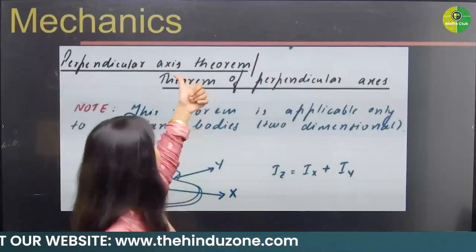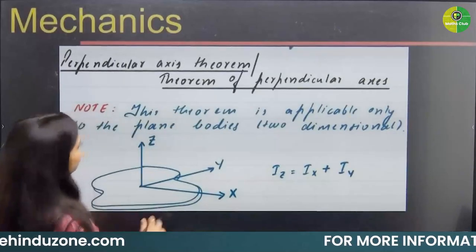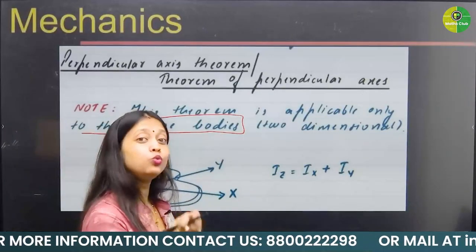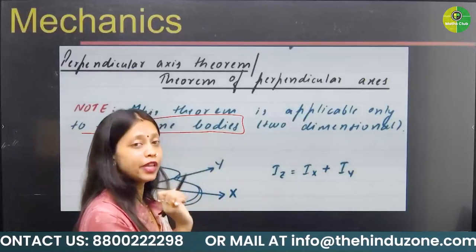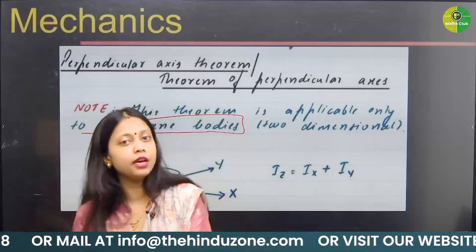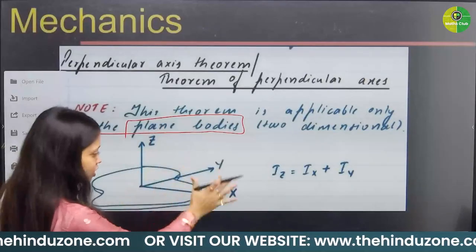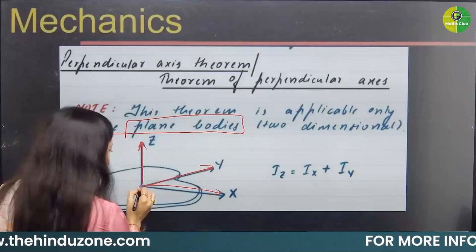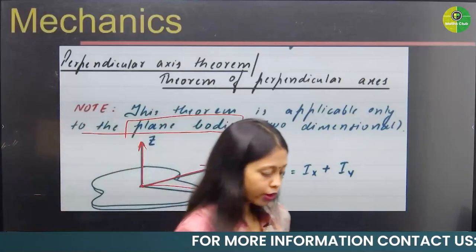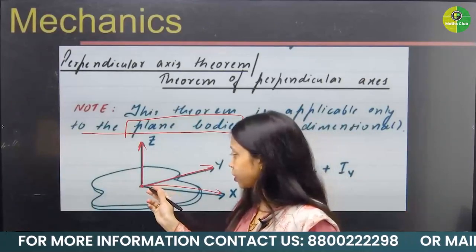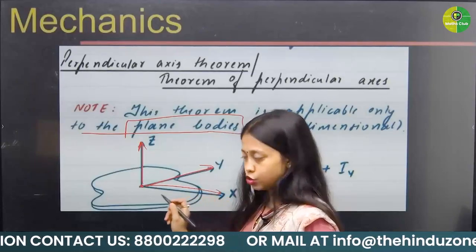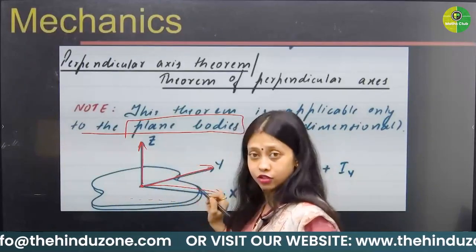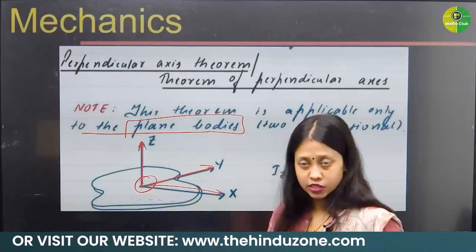And there is another theorem also, the perpendicular axis theorem. First of all, this theorem is applicable only to plane bodies. If my plane body is considered in three dimensions, this is the x-axis, this is the y-axis, and this is the z-axis. All of these lines should pass through a common point. I cannot have a line parallel to the x-axis that does not intersect at the same point. I need three mutually perpendicular lines intersecting at one single point. Only then does this theorem work.